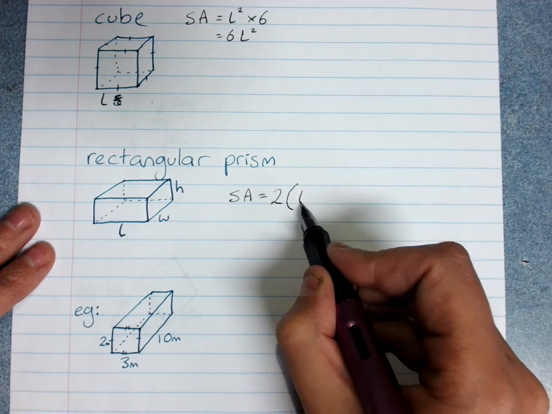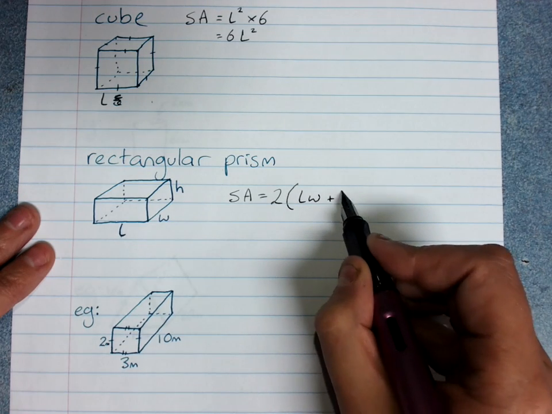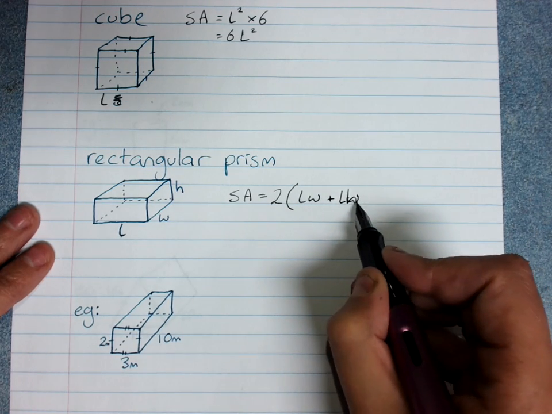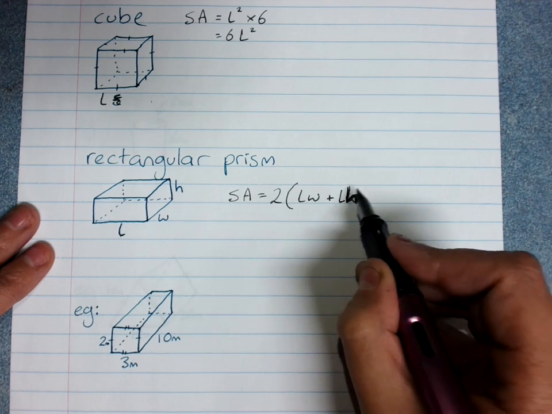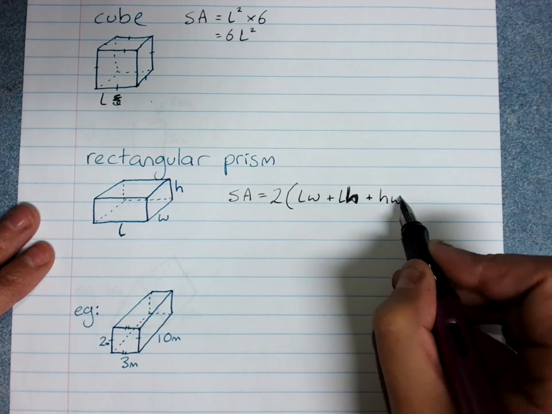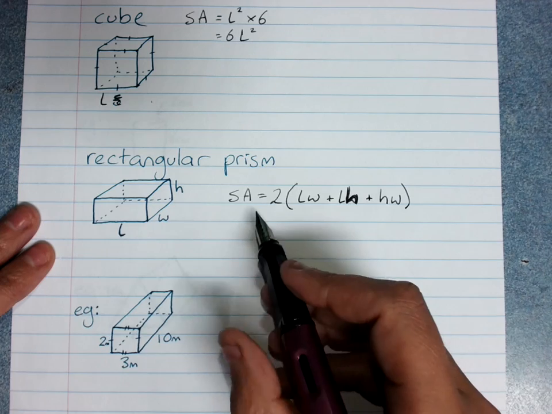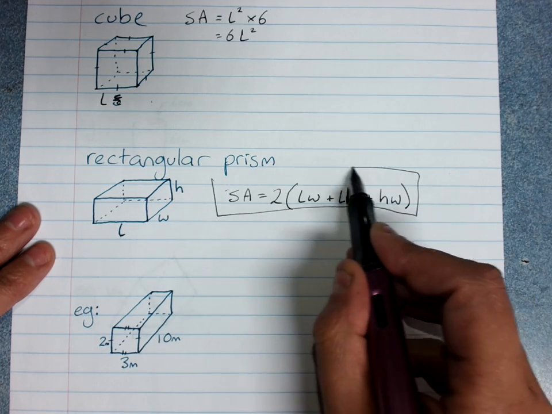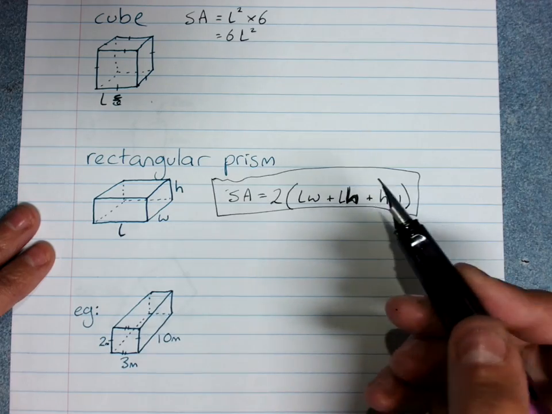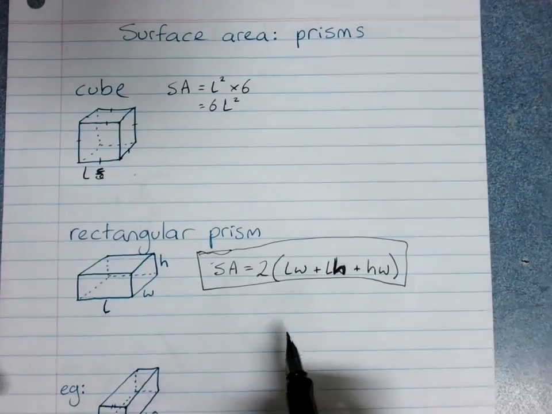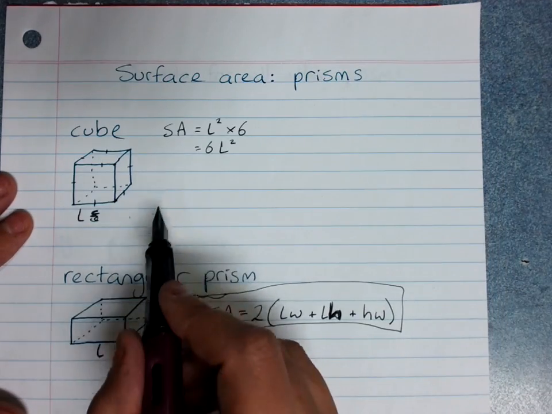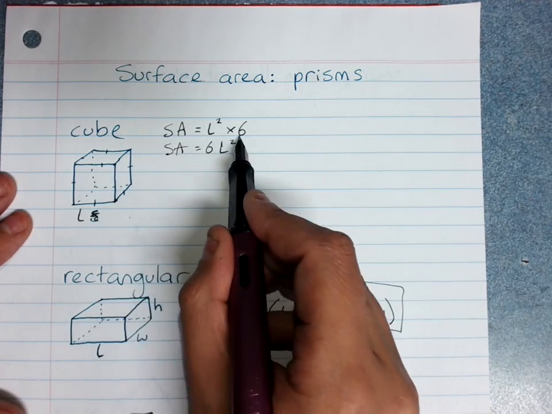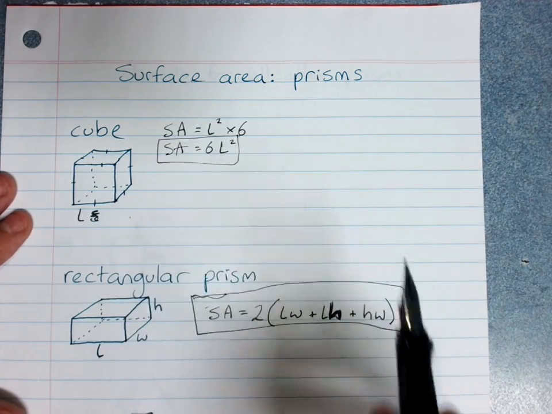2 times length times width, plus length times height, plus height times width. And it really doesn't matter which one is which, but this is our formula for the surface area. I have no idea what happened there. Surface area of a rectangular prism. This is our formula for the surface area of a cube.